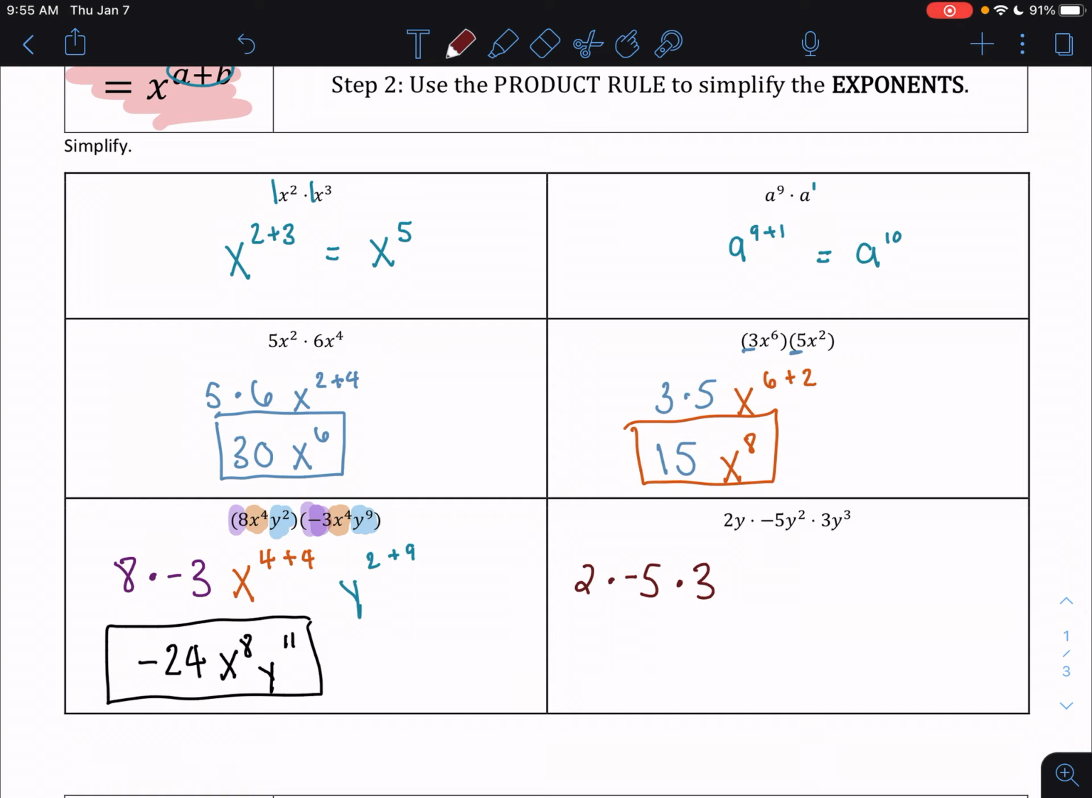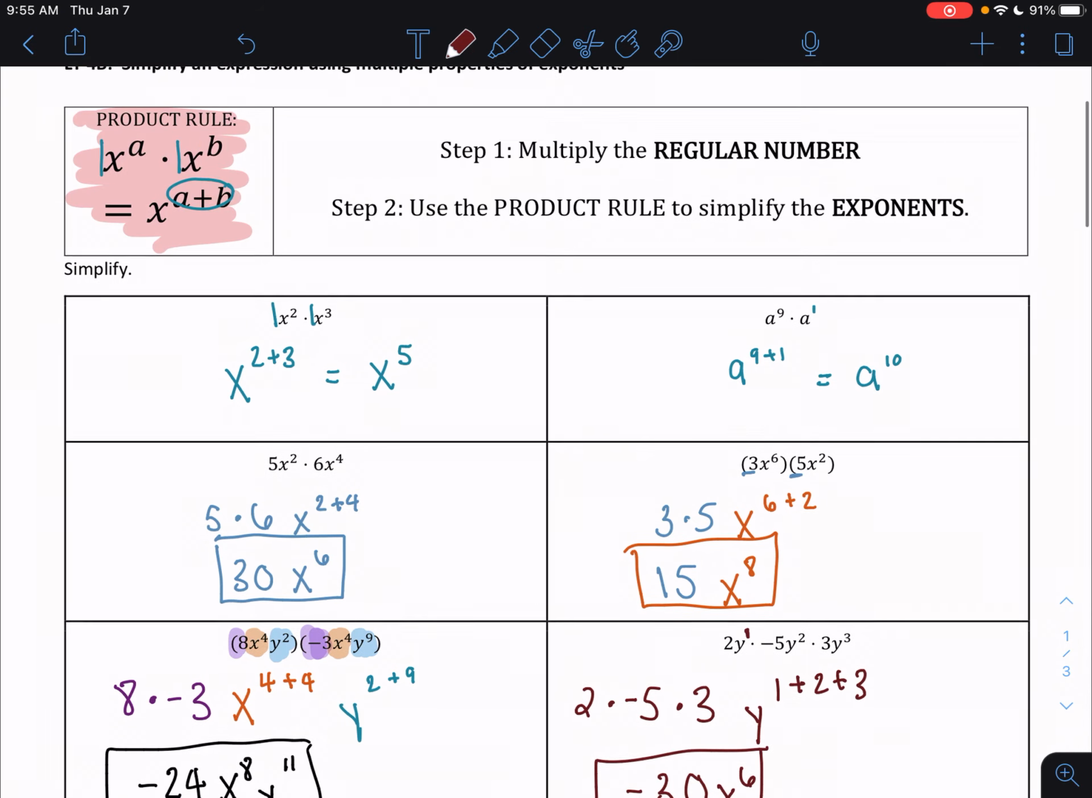Then we need to remember that there's this invisible 1 up here. So we would get y, 1 plus 2 plus 3. So our final answer is 2 times -5 times 3, which is -30, times x to the 6th. Very good, so that was our product rule.